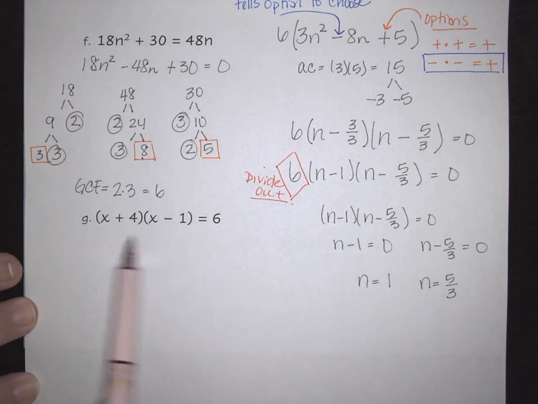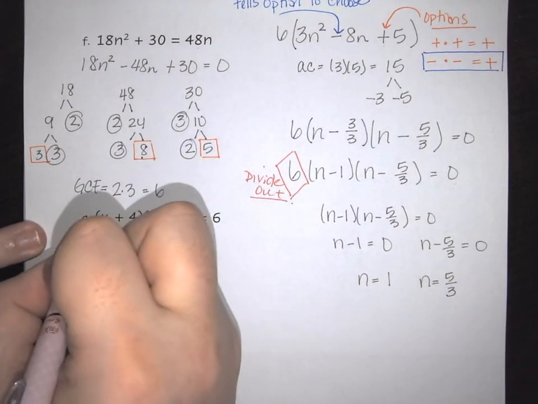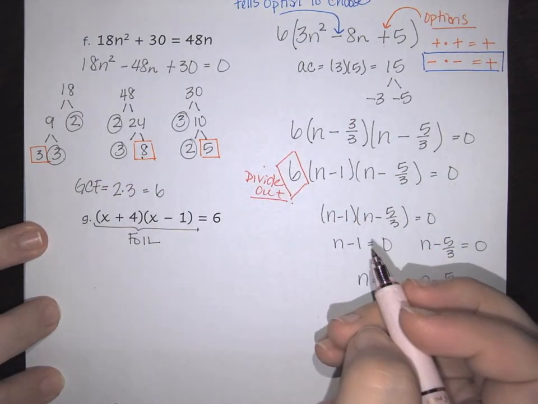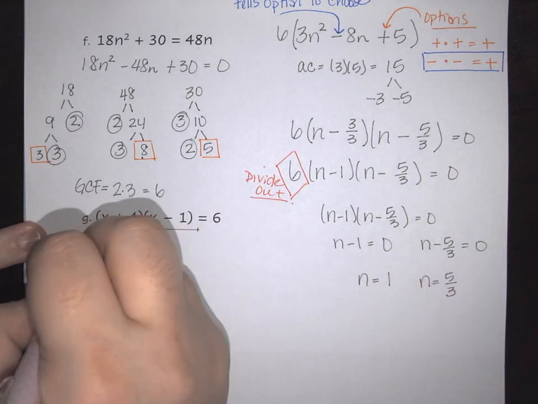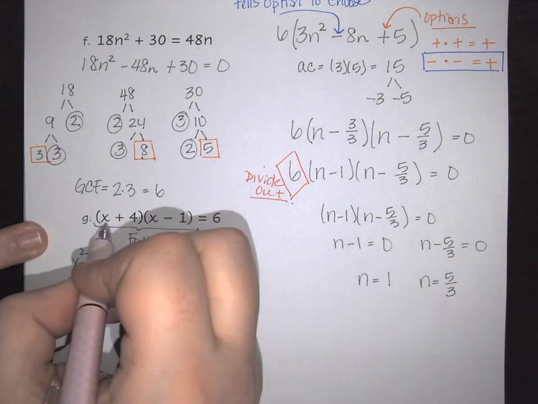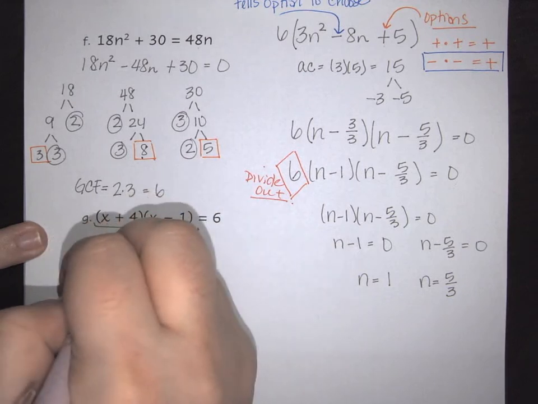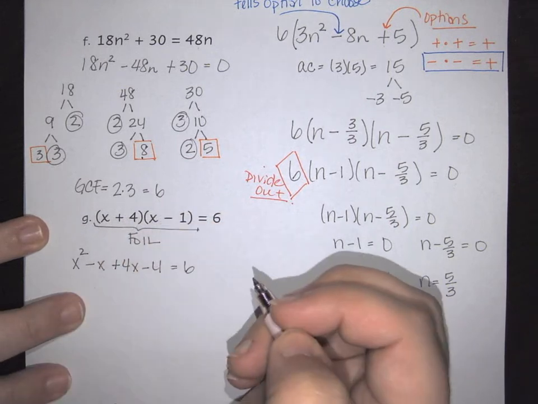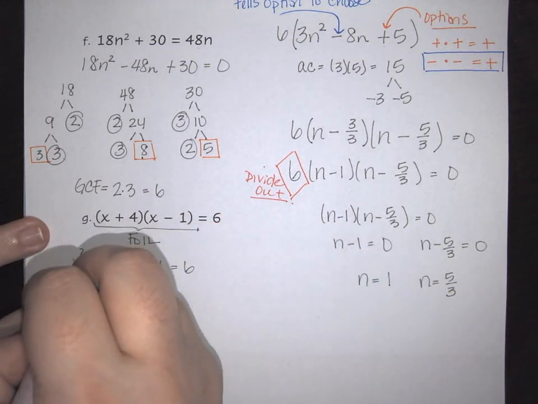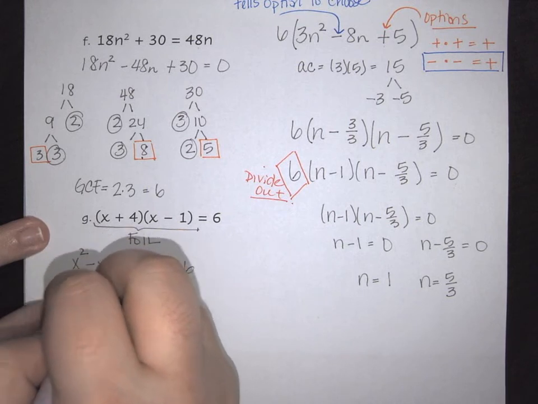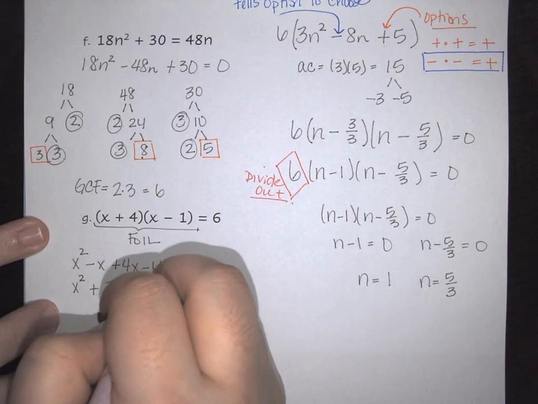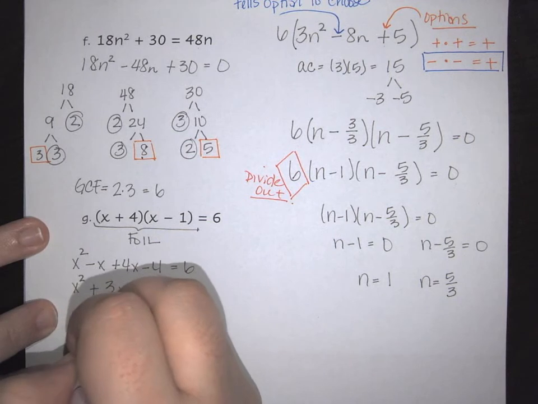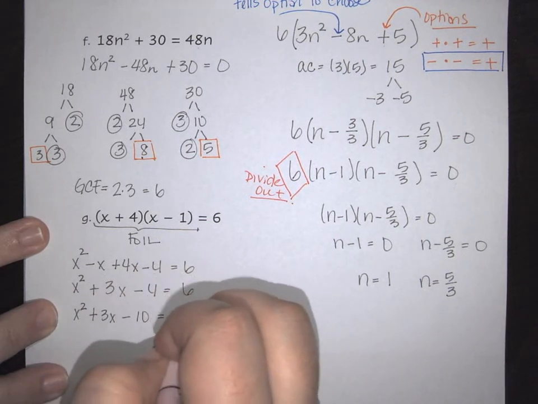Alright, so the last one I want to look at is this one here real quick. So in this case, we have to FOIL because we have to get it into its x squared form. So here this is going to be x times x is x squared. X times negative 1 gives you negative x plus a 4x minus 4 equals 6. In this case, I have that x squared plus a 3x minus 4 equals 6. Move the 6 over. X squared plus a 3x minus 10 equals 0.